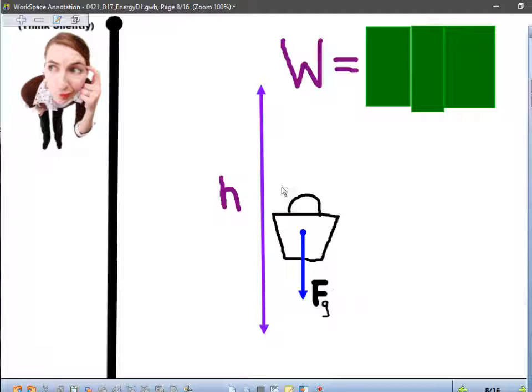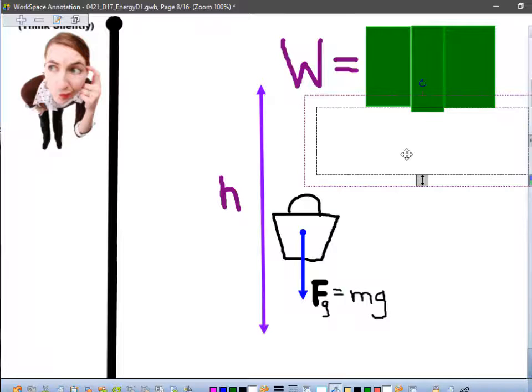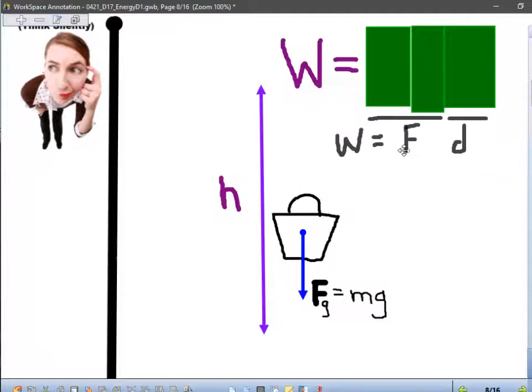Okay, so going back to our example with the bucket lifting out of the well, we want to turn this into an equation for work. Remember, the weight is something times g. What's the weight? Something times g. What goes here? Mass times g. Okay, and then work, we know work is force times distance.